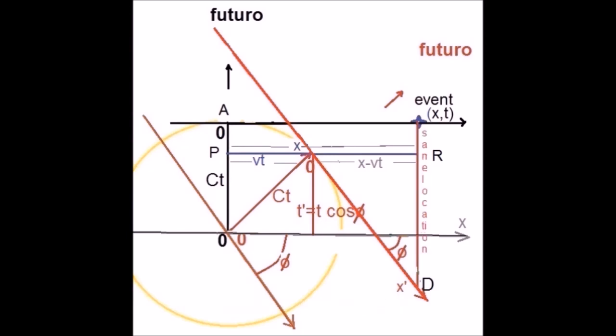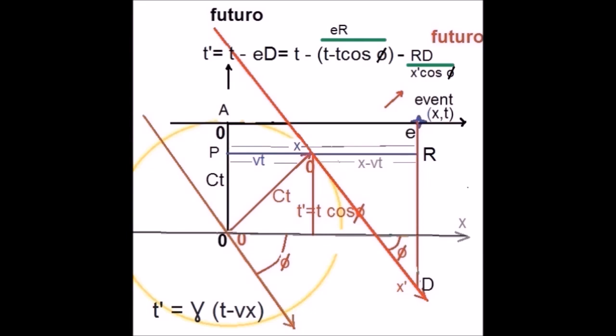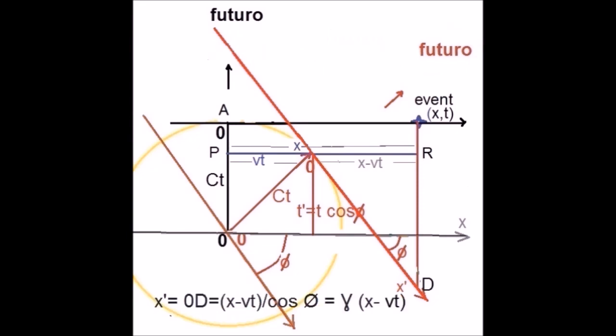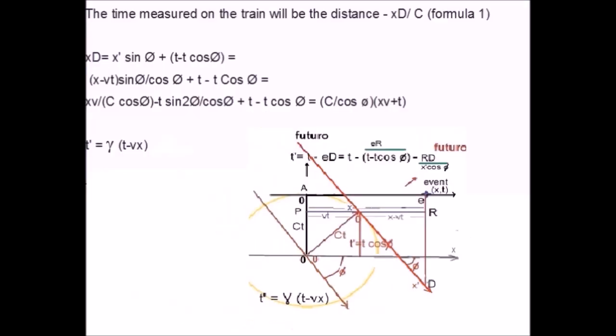With this same diagram we can calculate the time coordinate t prime at the x prime point of the train, the time marked by the universe block. Equal to the time that the station system would mark at that point is the time t of the event minus the distance ED divided by c. From time t we must subtract the part ER equals t minus t cosine phi, and the part RD equals x prime cosine phi. We represent the calculation in the figure. Thus we also have the second Lorentz transformation.